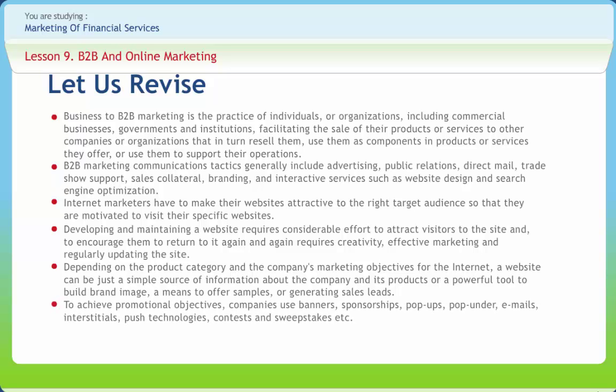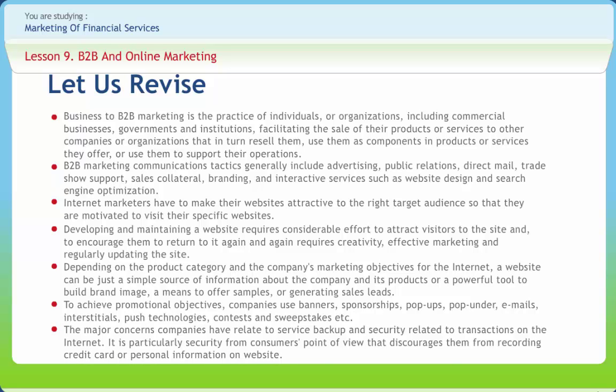The major concerns companies have relate to service backup and security related to transactions on the internet. It is particularly security from consumers' point of view that discourages them from recording credit card or personal information on a website.